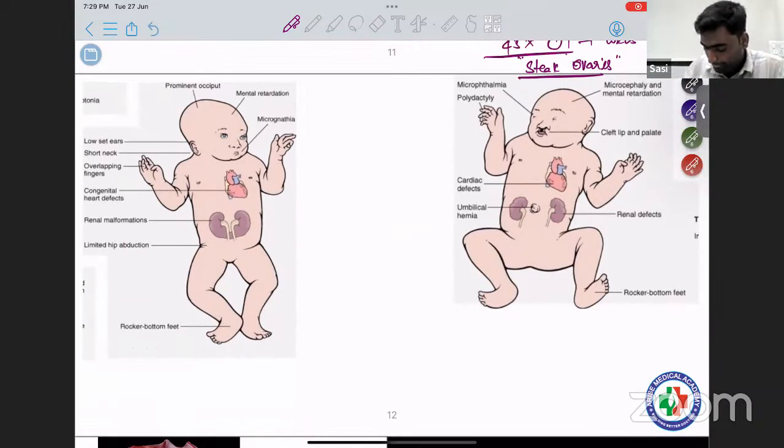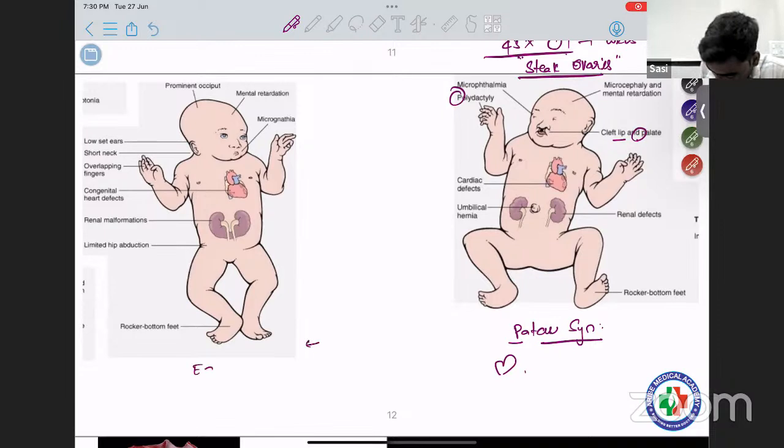Okay, fine. If you see this thing, this is the Patau syndrome. In the case of Patau syndrome, everything will start with P. Means there will be polydactyly, there will be cleft lip and cleft palate. Okay, cleft lip and cleft palate, and both of them in the case of Patau syndrome, and this is a case of Edwards syndrome.